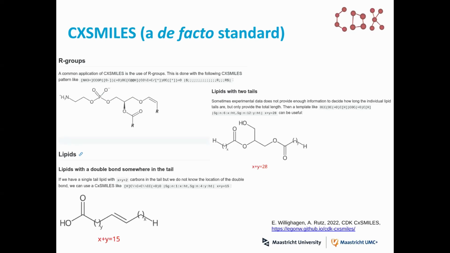We've also been looking at that for lipids, for example. In the bottom left example here, we know the total length, the total number of carbons in the tail, but we do not know where that double bond exactly is located. So we know that Y and X in total combined are 15 carbons, but we don't know if Y is 1 or maybe Y is 10. But in this way, we can represent this kind of uncertainty.